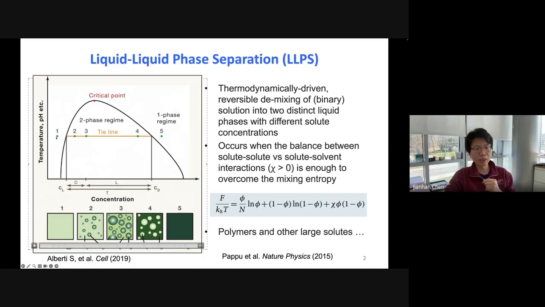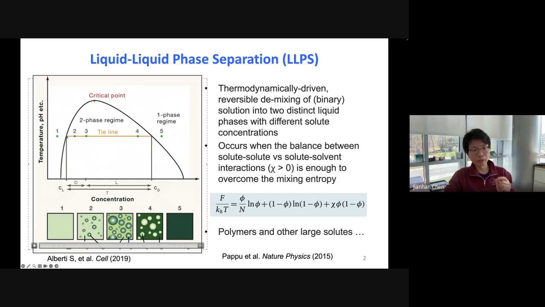If we pick the temperature represented by this line, let's say this is room temperature. At really, really low concentration, like state 1, the concentration is really low, and you get a single homogeneous solution, which is illustrated down here. As you increase the solute concentration, the solute could be polymer or proteins, once you cross this phase boundary and enter the middle, this is a region where a homogeneous solution becomes unstable. So it will spontaneously separate into two regions.